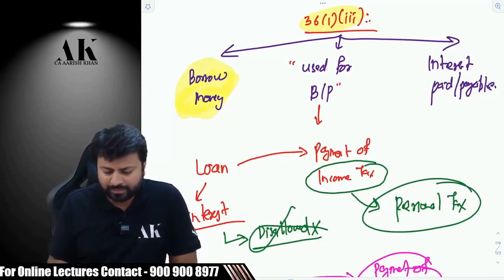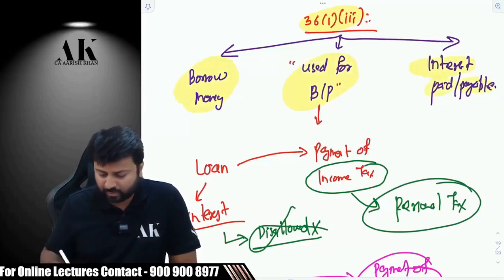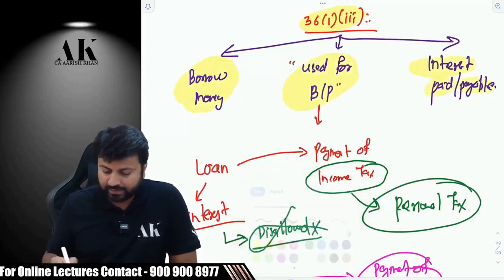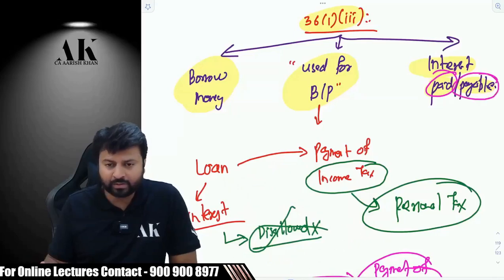Now, you have to borrow the money. Pay attention on the board, please, all of you. You have to borrow the money. That money must be used for the purpose of business and profession. And more importantly, interest has to be paid or payable. The question is whether the interest should be paid or it should be payable.